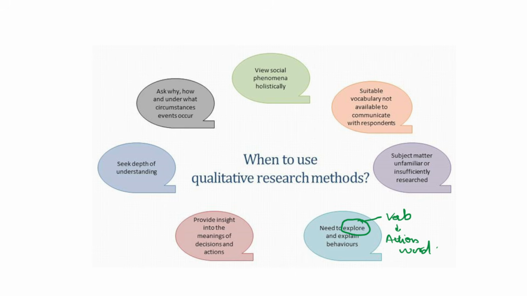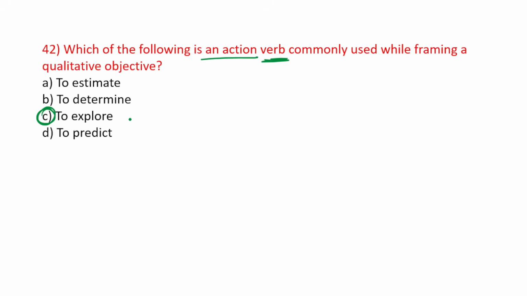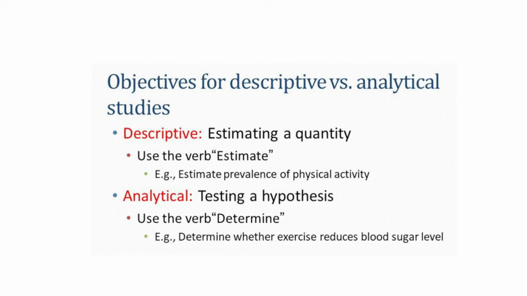So for this reason we have taken this as the answer. Now if you can remember points pertaining to the words estimate and determine, we have spoken regarding these two terms in the second chapter. See this slide over here. These were regarding the objectives for descriptive versus analytical studies. In the descriptive studies, we use the verb estimate, whereas in analytical studies, the verb will be determine.